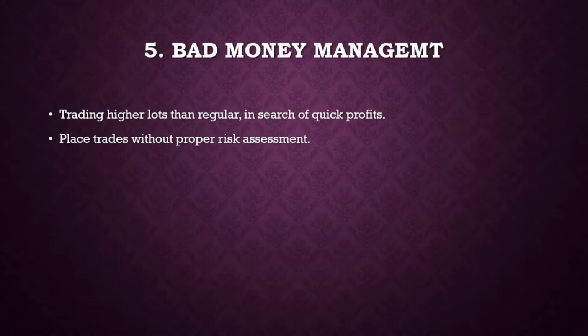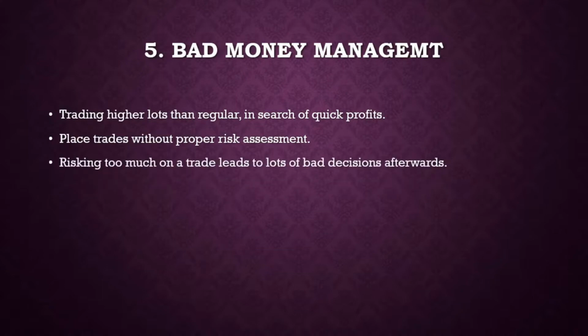I have already explained about stop loss and take profits. So you first analyze, you do an assessment of the trade where you are placing. You identify what your risk is, what your reward is, what your lot size is, and then only place a trade. Risking too much on a trade leads to a lot of bad decisions afterward. As I already mentioned, once you start making bad decisions, you will ultimately make lots of them. The first bad decision leads to several other bad decisions, so avoid it in the first place.